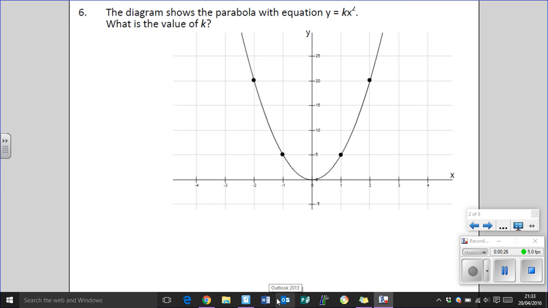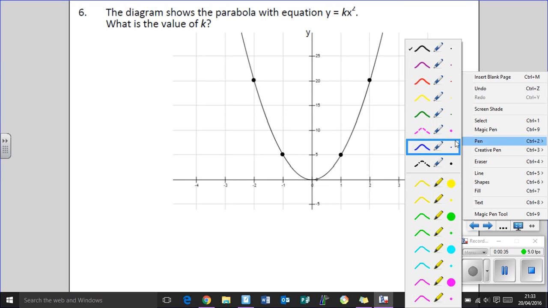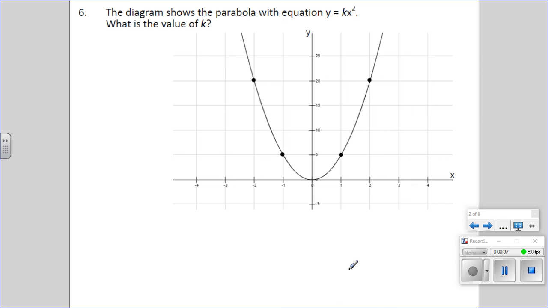Okay, so our first question is: the diagram shows the parabola with the equation y equals kx squared, and we need to work out the value of k. So what we have here is a situation where we have three unknowns, y, k, and x, and we want to know two of those three unknowns so that we can solve this. So we have y equals kx squared.